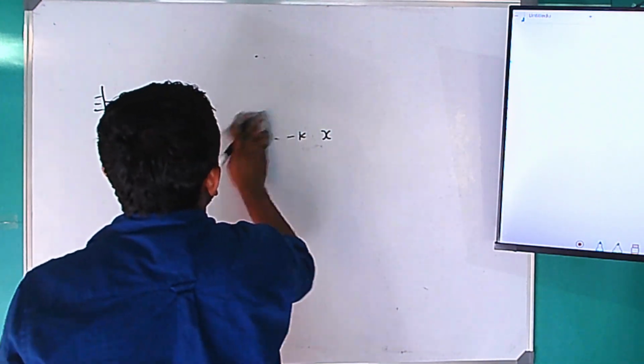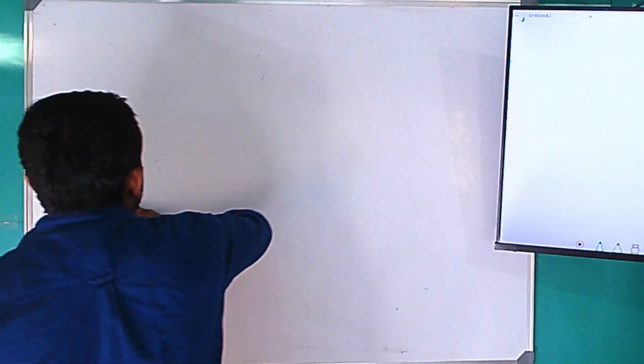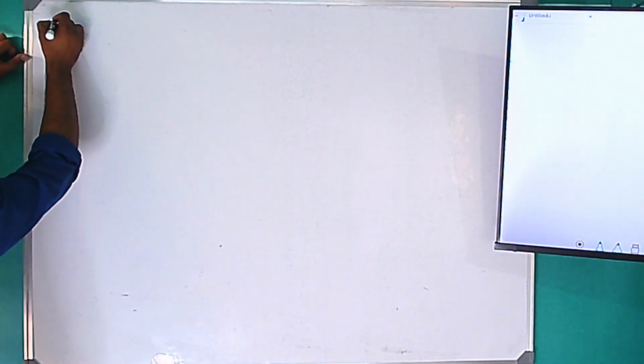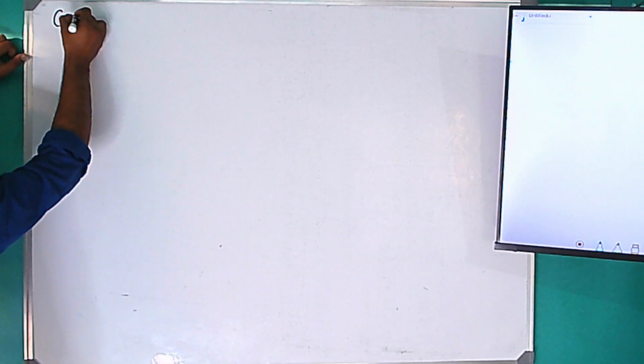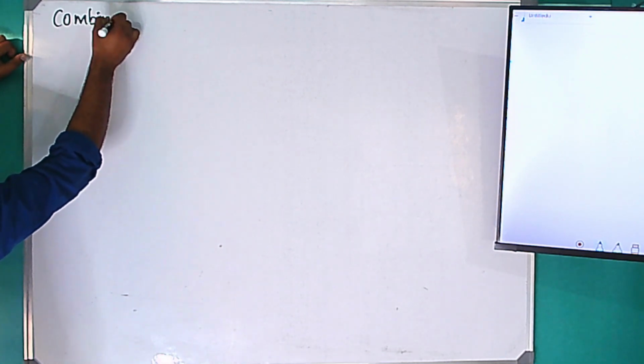Na try ಮಾಡೋಣ. So let us assume 2 springs which are attached in series. So first one, combination of springs. Next topic is combination of springs.